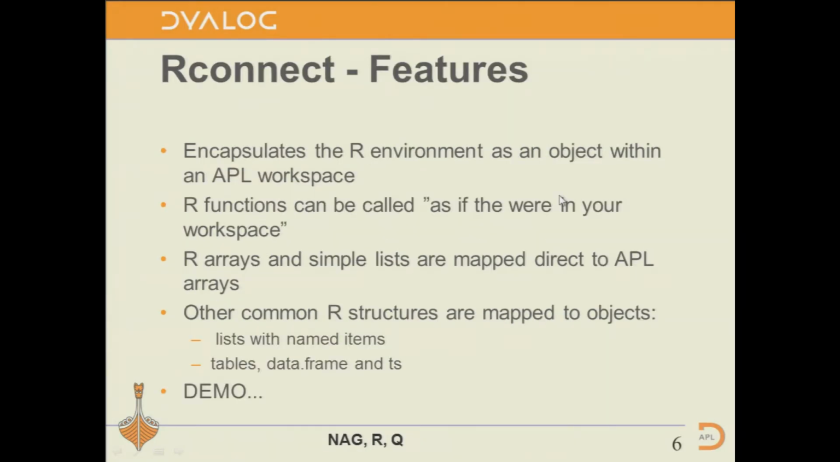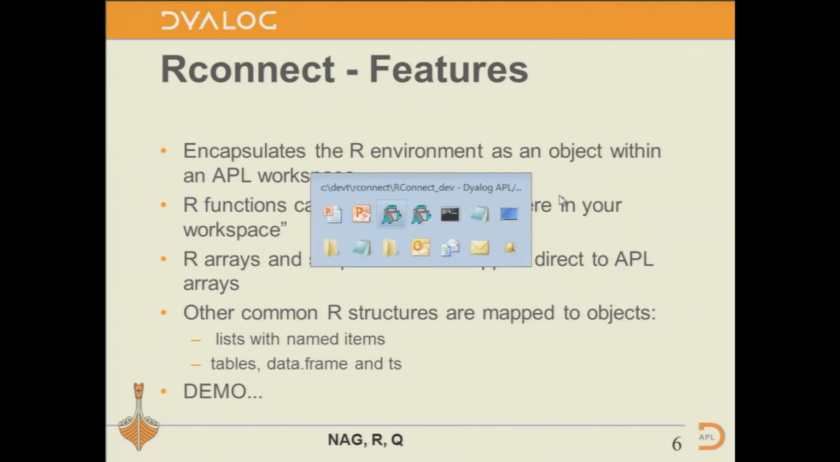And the features of what we're calling R Connect, the interface from APL to R, is that it encapsulates the R environment as an object that you have in your workspace, and you can then call functions in R more or less as if they were functions in your own workspace. We've also done some work to make sure that the most common R objects, R has tables and time series and a bunch of data types that it operates on, are nicely translated into APL arrays that you can easily use. And let's have a demo of that.